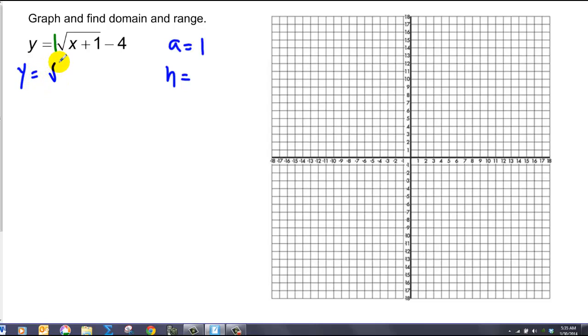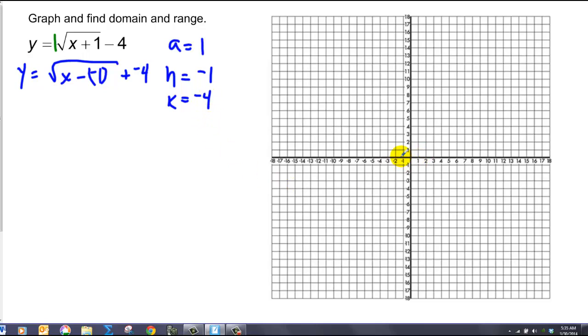I have y, and I need a plus 1. Plus 1 is the same as subtracting a negative. And then as in the last problem, we look and say, well, I need an addition here. So subtraction is the same as adding the opposite. So in this case, my h value is negative 1, and my k value is equal to negative 4.